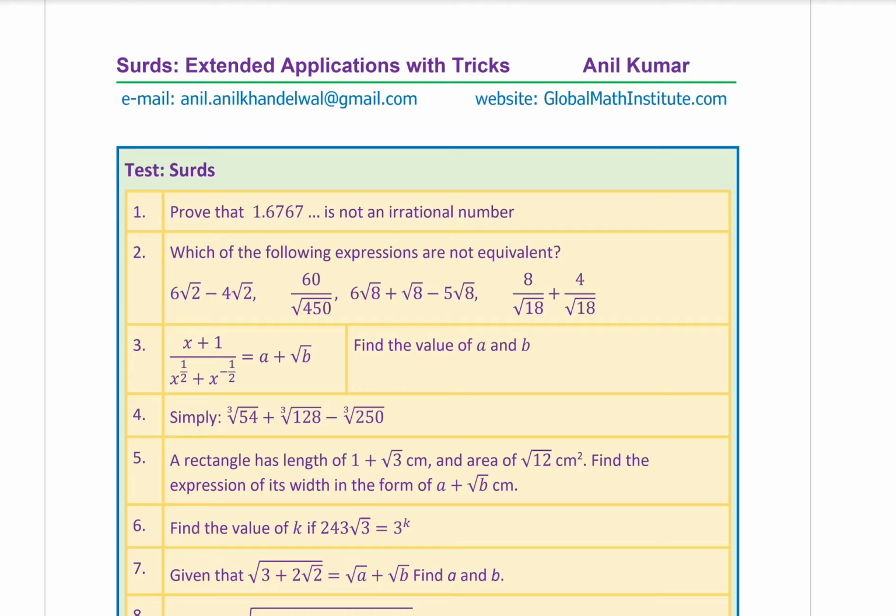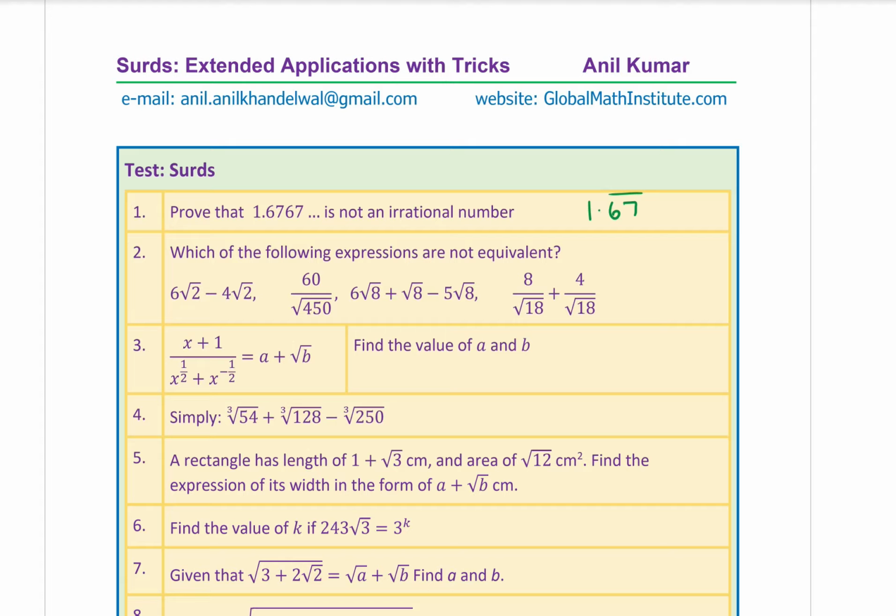So on the screen, you can see the first 7 questions. The first one is to prove that 1.6767, that is a recurring decimal, which you could also write as 1.67 recurring, is not an irrational number. That means you can write it as P over Q as a rational number. Question number 2 is, which of the following expressions are not equivalent?